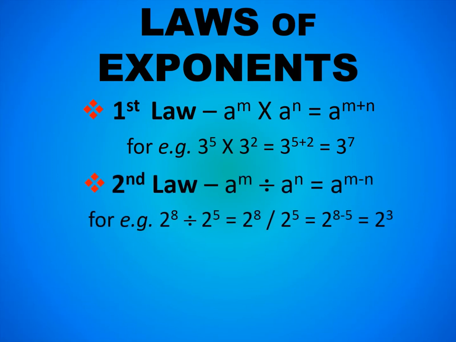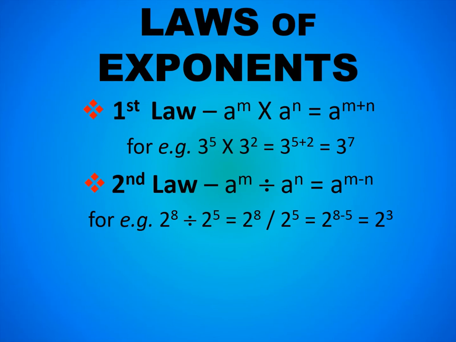Second law. The second law is also known as the quotient law. a raised to the power m divided by a raised to the power n. In this, a is the common base and m and n are the powers. So in this, we will take the base and we will subtract the powers, that is m minus n.